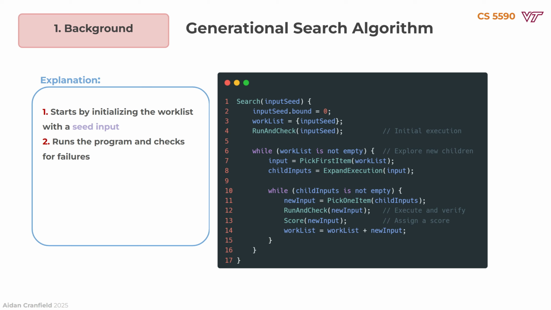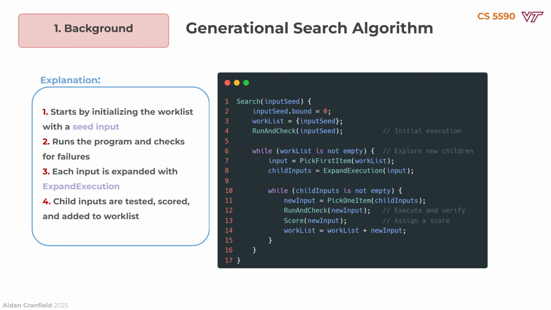It then runs the program and checks for failures, such as crashes, maybe memory errors. Then each input is expanded using this expand execution function, which you can see on line 8. We will talk about this function in the next slide as well. The new test cases, which are the child inputs, are tested and scored, where higher scores mean higher priority, and these are then added to the work list.